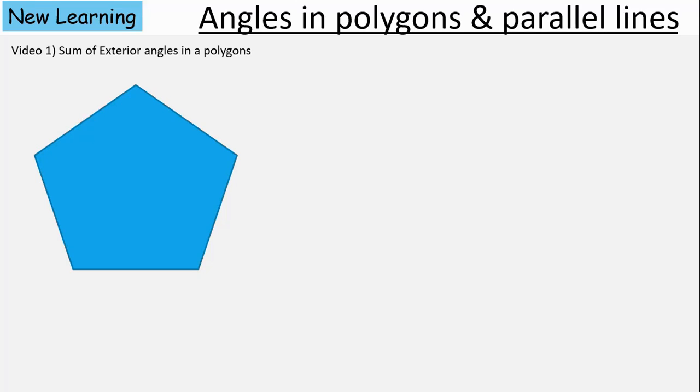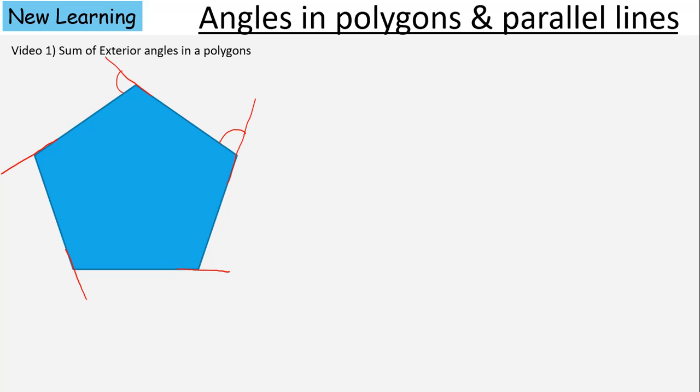Today's video is about looking at the sum of the exterior angles in a polygon. An exterior angle is found just by extending one side of your shape, and if you do that, you'll form an angle between the red line and the blue side of the shape, and that is called your exterior angle. You can go on and repeat that around the rest of the shape, and you'll get more exterior angles.